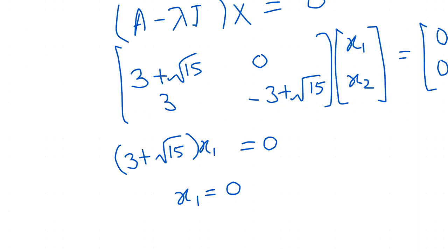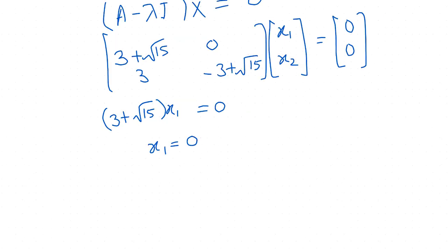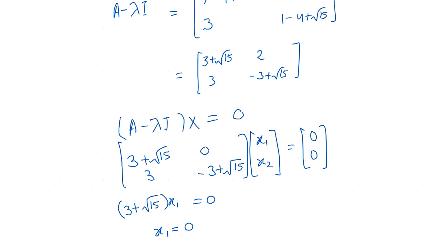Ma'am, can I say something? Yes. Ma'am, you wrote 3 plus root 15 and after that you wrote 0. You wrote 0 on that, but there I'm not getting 2. Can you repeat? No ma'am, I'm saying you wrote 0 here, but 2 should have come here. Let me check it again. Yes, yes, I forgot. Sorry, my mistake.